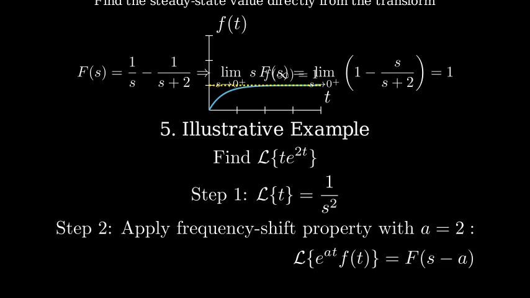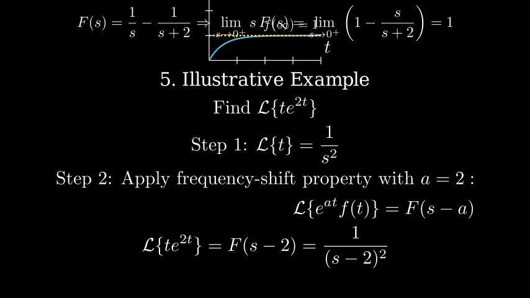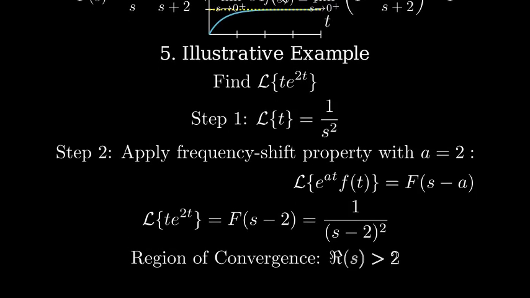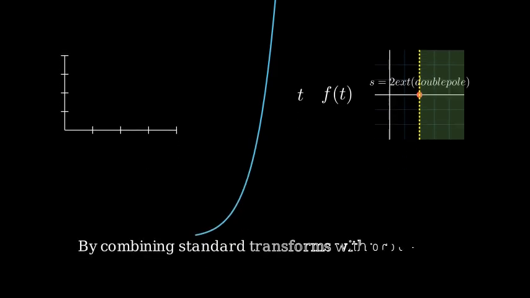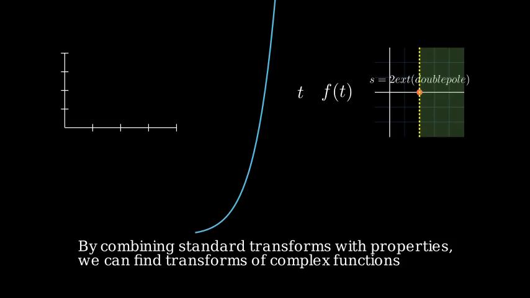For a function f(t), the Laplace transform of e^(at) times f(t) equals F(s minus a). So the Laplace transform of t times e^(2t) equals F(s minus 2), which equals 1 over the quantity (s minus 2) squared. The region of convergence is the real part of s greater than 2, which comes from the requirement that the exponential term must converge. This example demonstrates how combining the standard transforms with the properties of the Laplace transform allows us to find transforms of more complex functions.